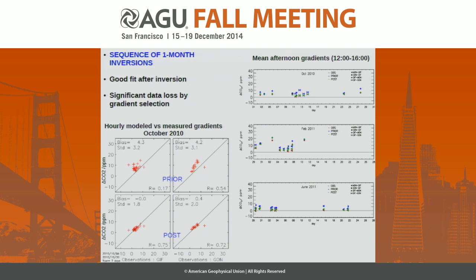One drawback of the gradient selection is that you lose lots of data. For example, here in February, you have just the first 2 weeks of data that constrain the budgets, while in June you have just 4 days where you constrain your monthly budgets.